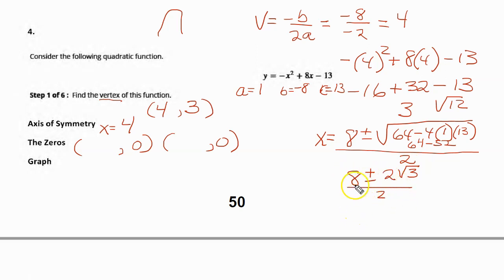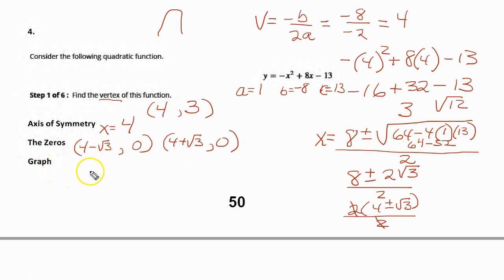Now, we notice we can factor out a 2 from this, and it looks like this: 2 times 4 plus or minus the square root of 3, all over 2. So now our 2's cancel out. So one of our x-coordinates here is going to be 4 minus the square root of 3, comma 0. And here 4 plus the square root of 3, comma 0. All right. So this was challenging, but again, using a lot of stuff we've had.